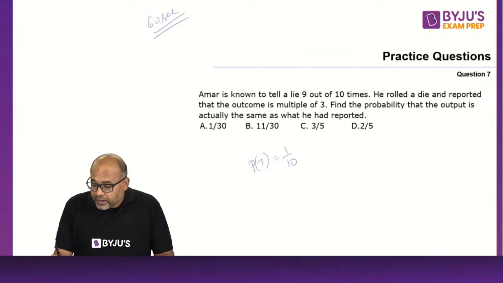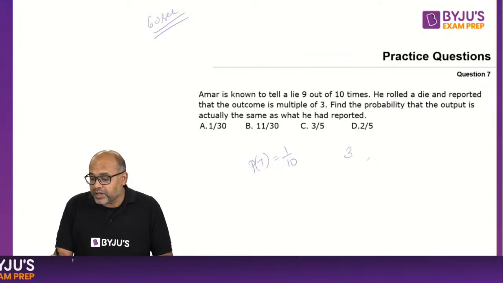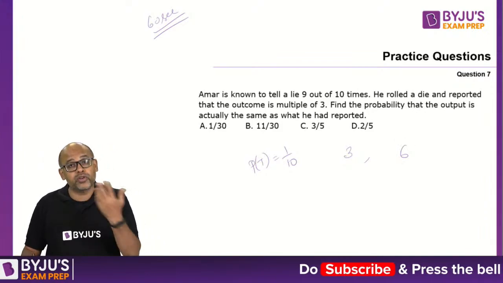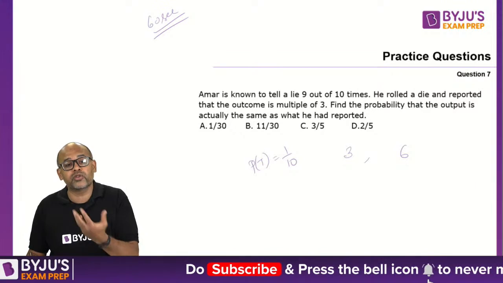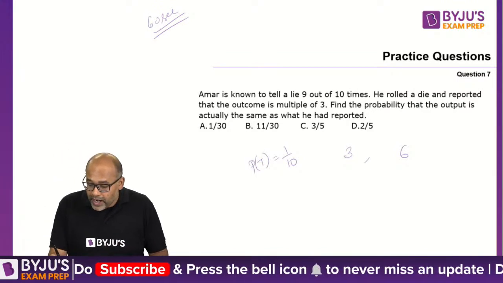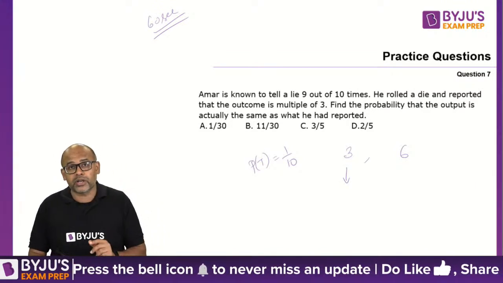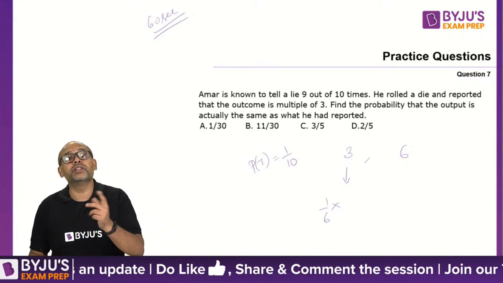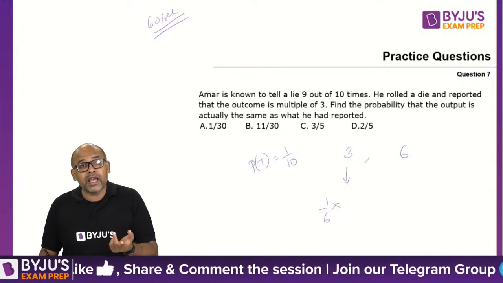So multiple of 3 means it could be 3 or 6. They are saying find the probability that 3 came and he actually said it is 3, or 6 came and he actually said it is 6. So I want to look at the probability of this. First 3 should come. What is the probability of getting a 3? 1 by 6. And he should say the truth. When 3 came, I should be saying the truth.